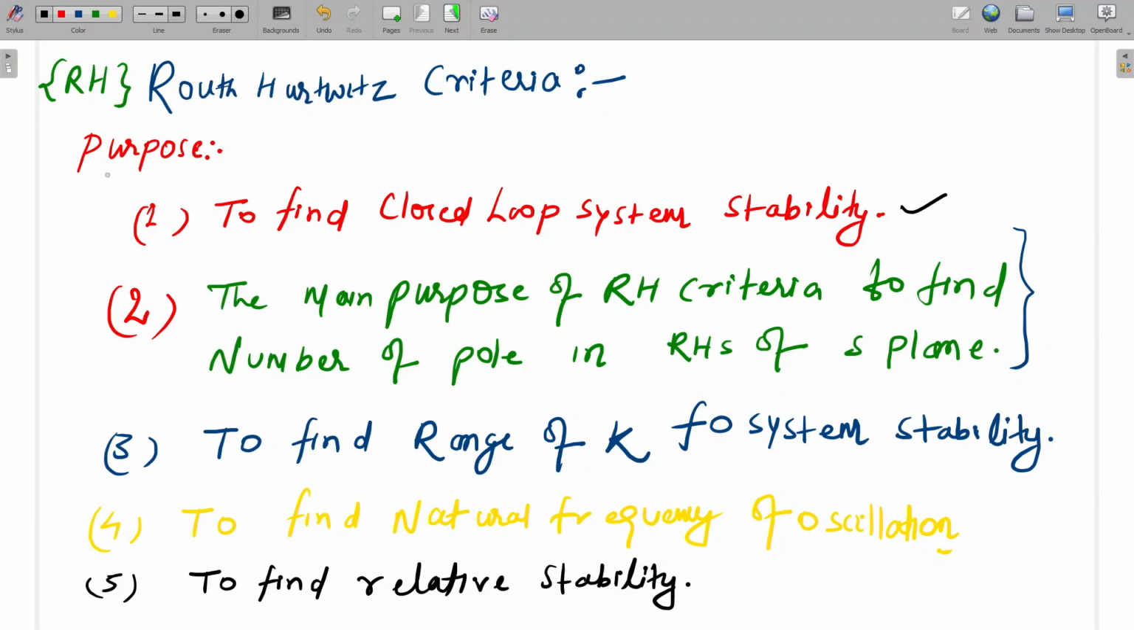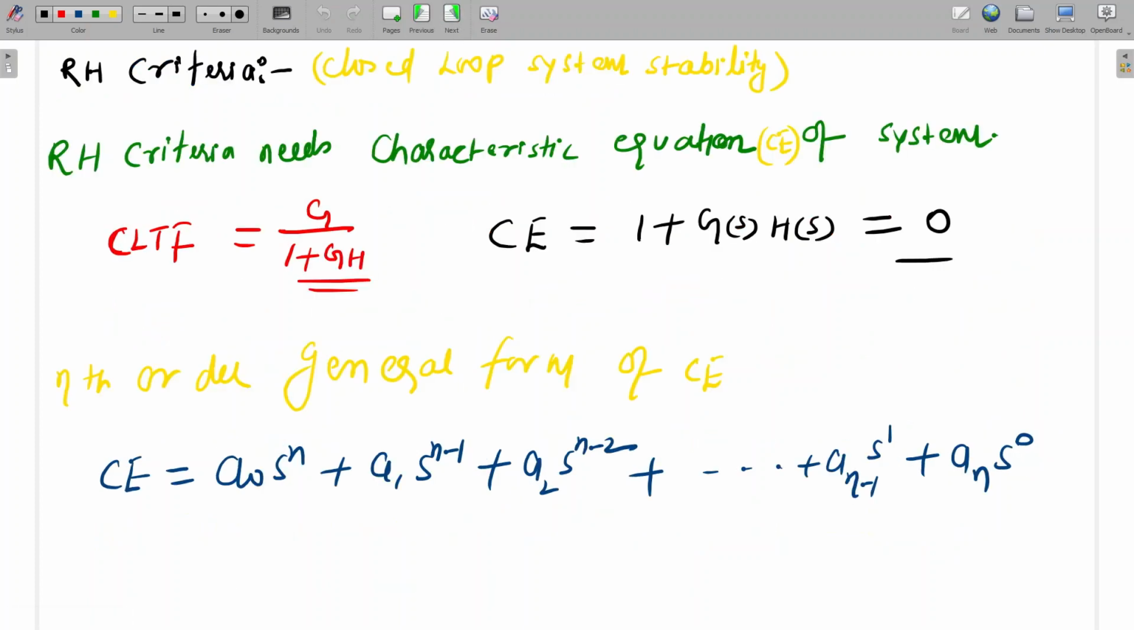Another thing is we can find the range of K for the stability of the system, and we can also calculate the natural frequency of oscillation. And the last thing is we can find the relative stability with respect to any given pole point. So these are some of the slides. Further, this is also an important rule: how we can apply the RH criteria.